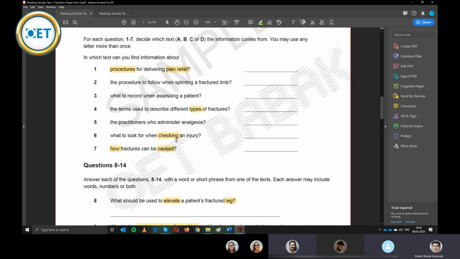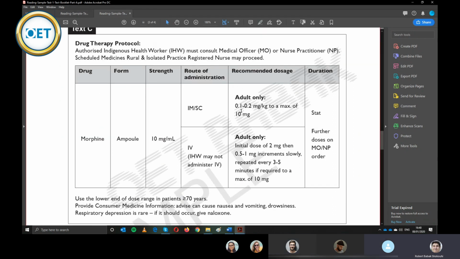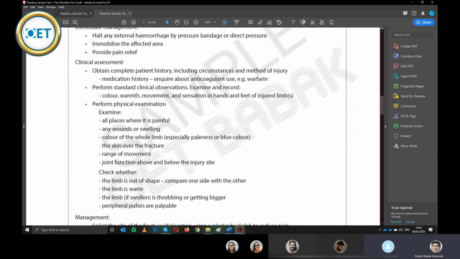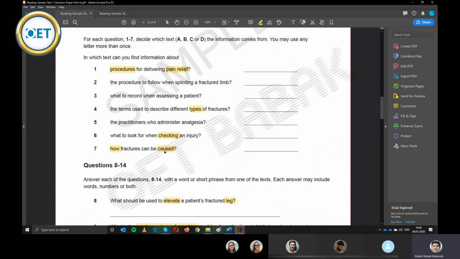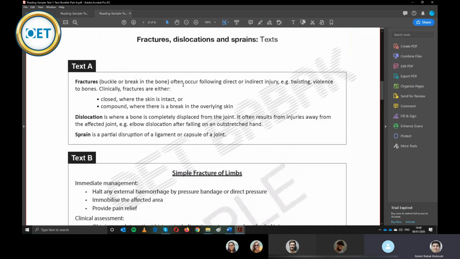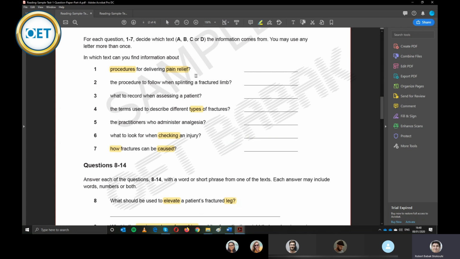And what to look for when checking an injury? Okay, checking the injury. What to look for? So it's probably in the assessment, yes? B, yes. Okay. And how fractures can be caused? Remember? A, maybe. A, yes. Yeah. So they have twisting, violence. Okay. So the only one that we weren't sure about was which one?